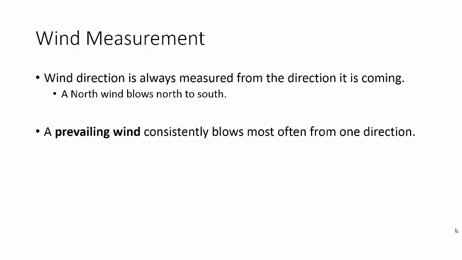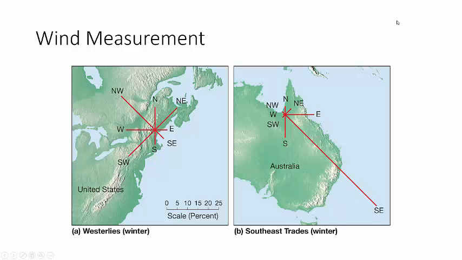Then you have another one called the prevailing wind, and that's what mostly happens. Okay, it's most of the direction. So in the United States, we have the westerlies. That's the prevailing wind. It's from the west. So this kind of shows you where the winds are coming from. So this is the strongest wind, and it's from the northwest.